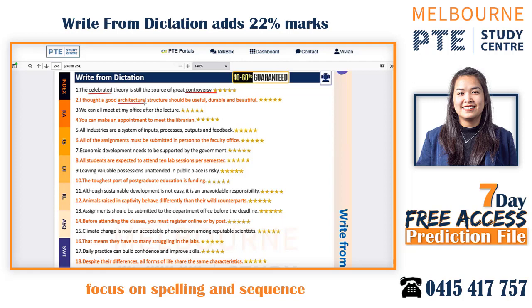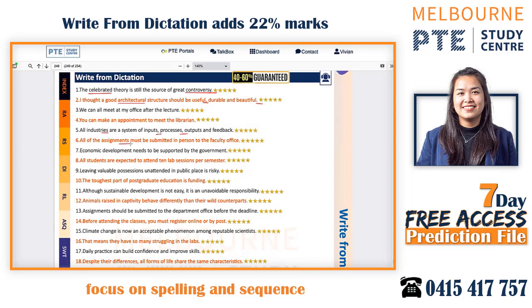Architectural, okay, spelling can be tricky, so some of the words you need to know. Second, comma, punctuation. Punctuation is important because if you don't put the comma, you lose 1 mark, remember. Okay, so all industry need to be plural. If you put singular, you don't get mark for it, okay?